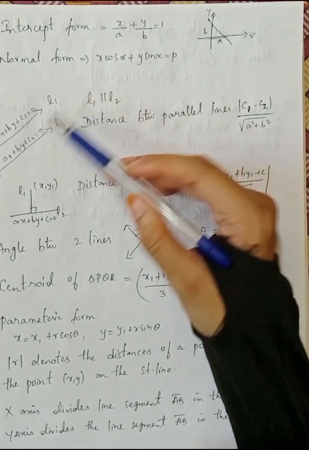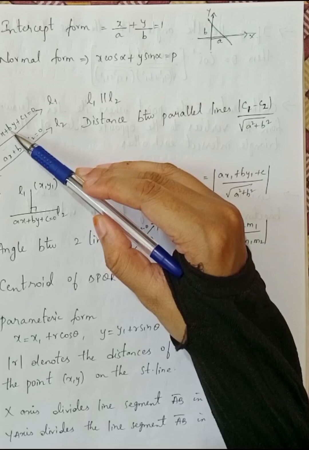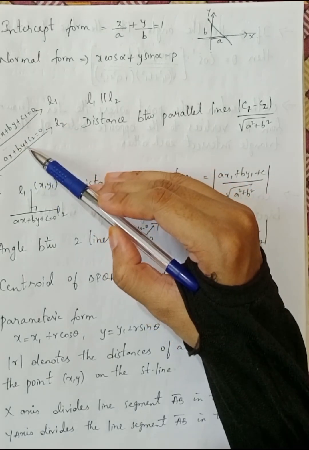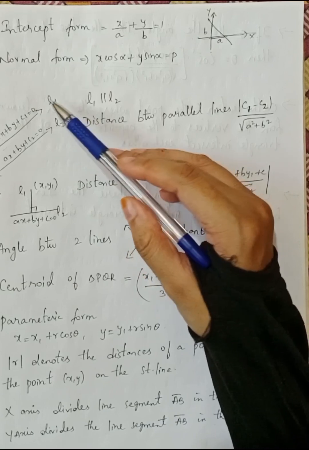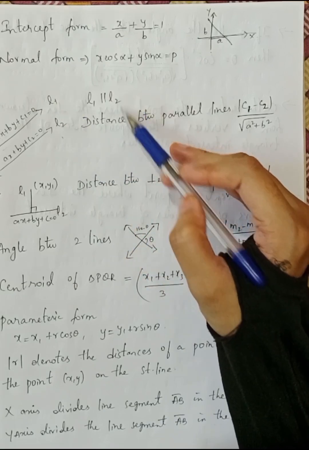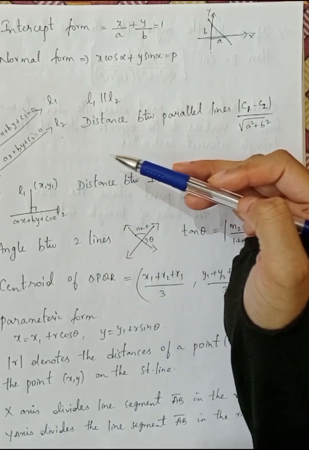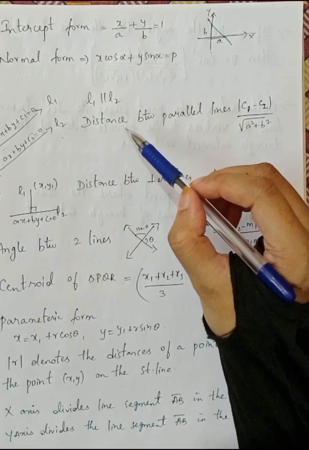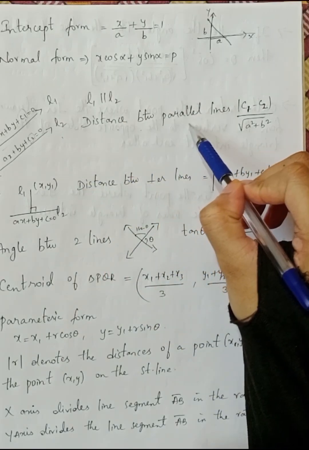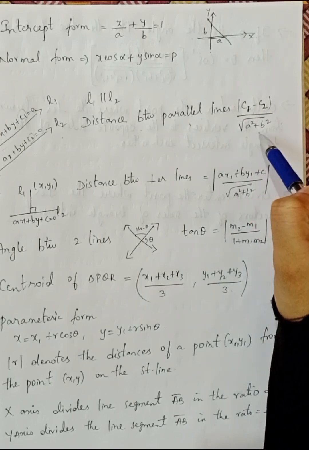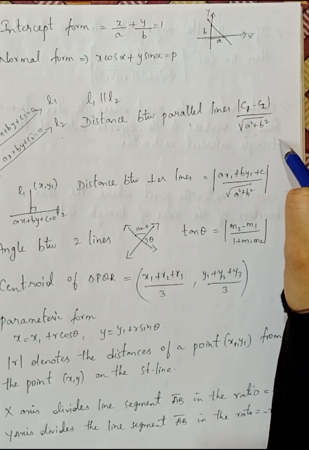Consider there are two lines, L1: ax plus by plus c1 is equals to 0, and L2: ax plus by plus c2 is equals to 0. These two lines are parallel to each other. In the parallel lines, the only difference will be the constant values c1 and c2. In order to find the distance between any two parallel lines, the formula is mod c1 minus c2 by root of a square plus b square.